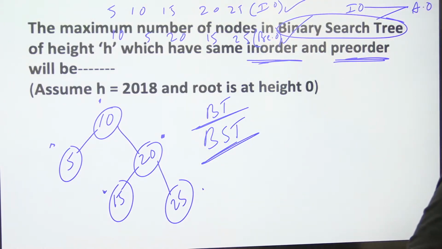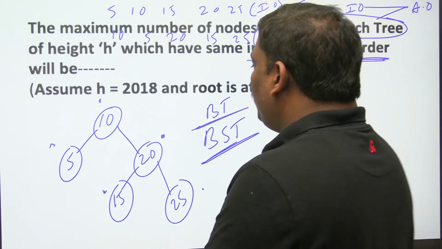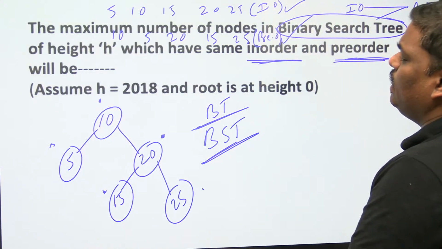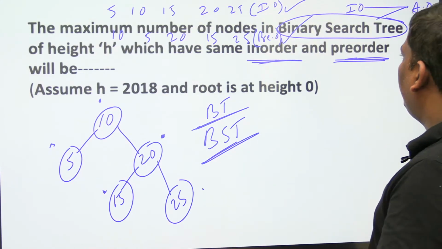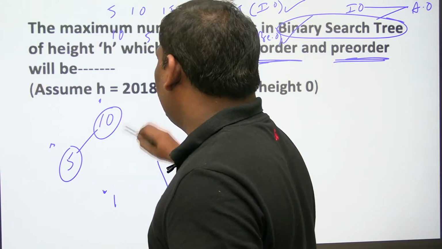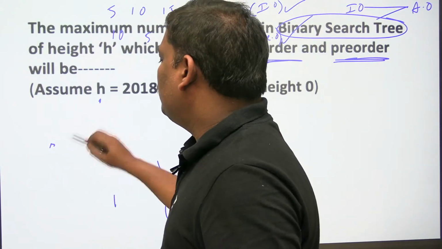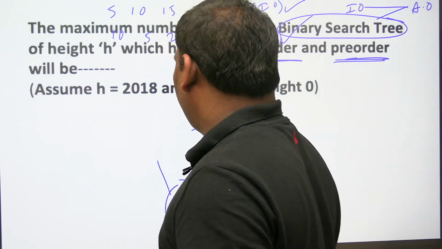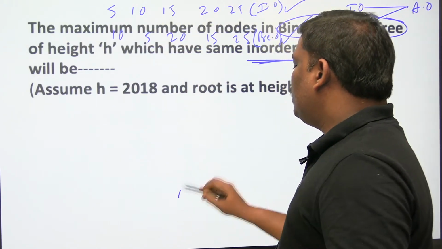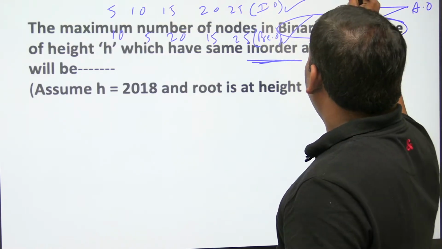What is asked here? Can you show one binary search tree where in order and pre-order both will be same? For this BST, in order and pre-order are different. Do you know any BST where pre-order and in order are same? I will try this. Lack of space, I am eliminating this. Let me write. I want one BST where in order and pre-order will be same.